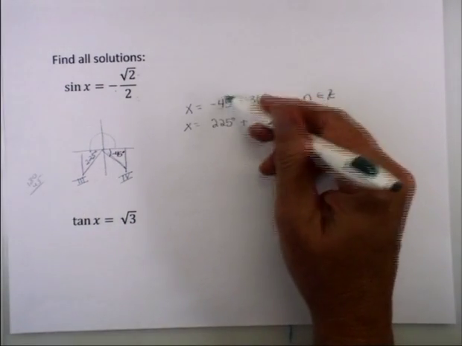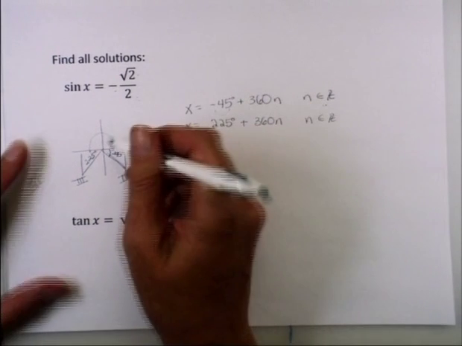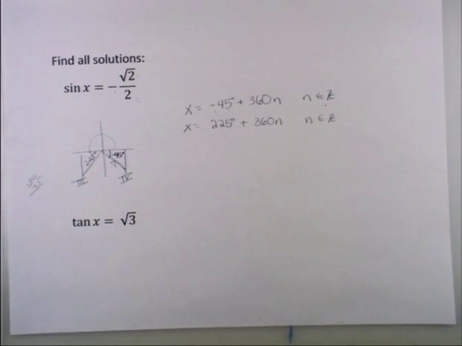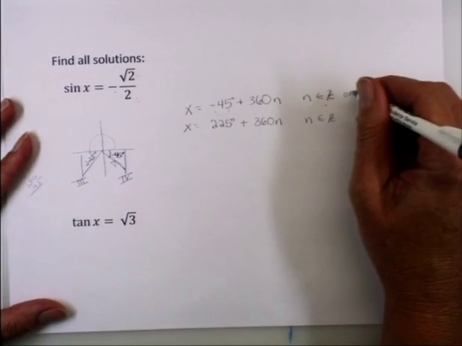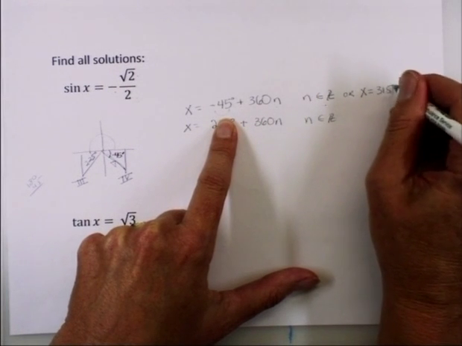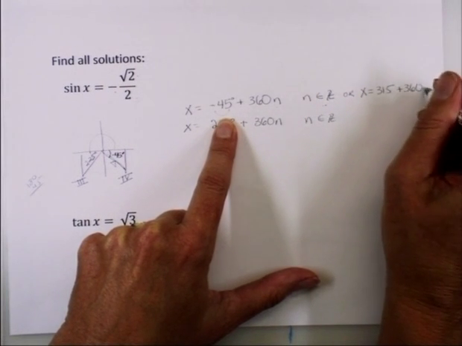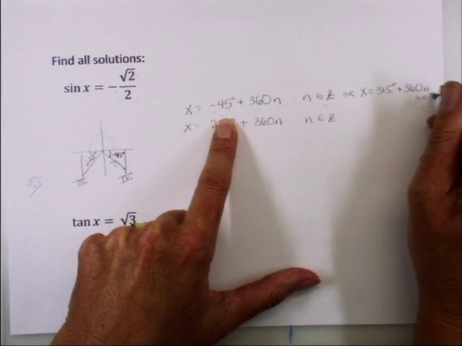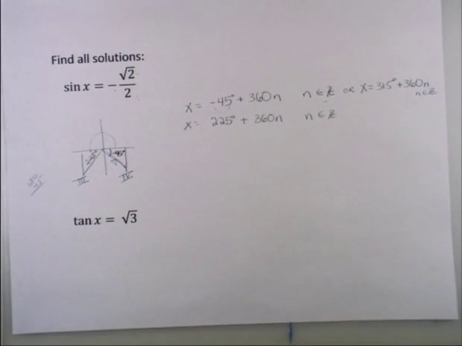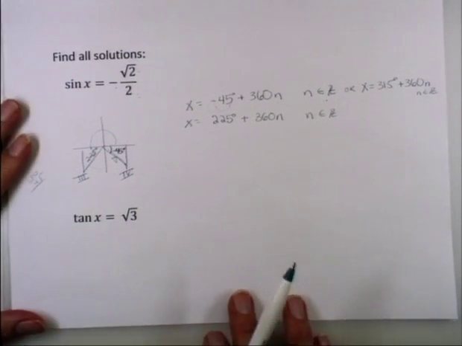Now, I said negative 45. Could this also be 315? It could, because it's a coterminal angle. So I could have written this exact thing, and it would be exactly the same thing if I said x equals 315 plus 360n, where n is an element of the integers. They're both equivalent. Some people prefer to have both of them be positive. Some of them prefer to have the two that are closest to 0. It kind of depends on what your teacher prefers or the book you're using prefers.